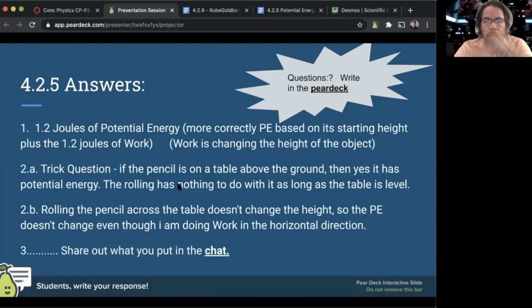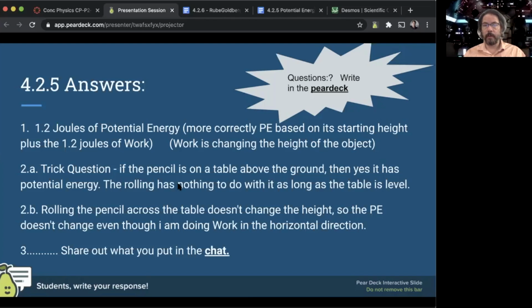2B, rolling the pencil across the table, as long as it doesn't change the height. Now, most tables are not truly level. So if you did that, you might actually be changing the potential energy, but that's because you're changing the height of the pencil. Either it's rolling down the table or it's rolling higher up on the table. So if the table's flat though, and it rolls, then you didn't change the height of the pencil. The potential energy is 0, unchanged.